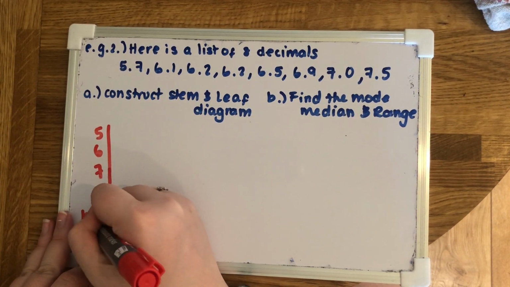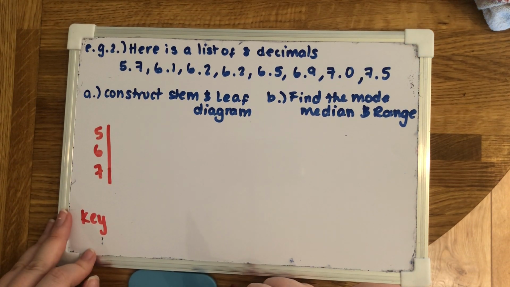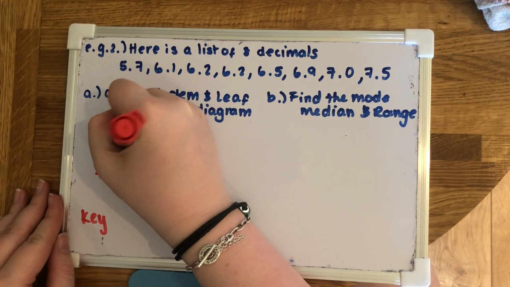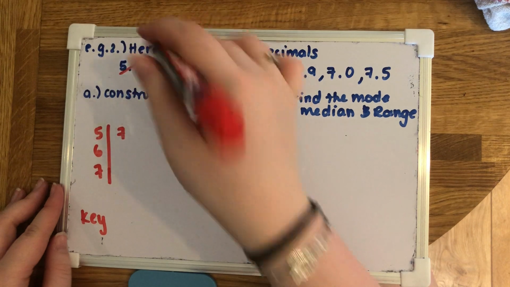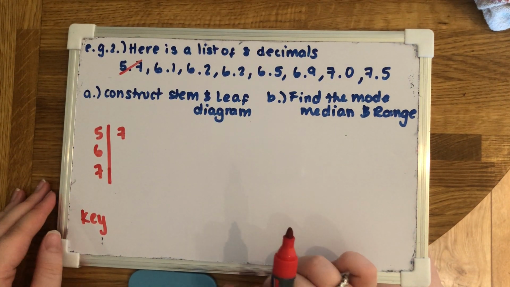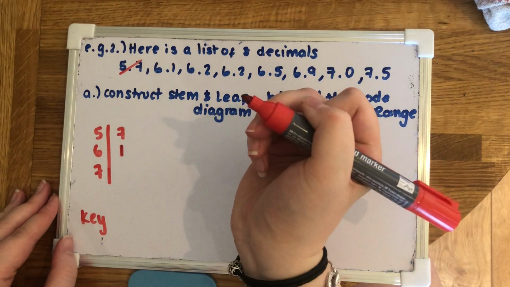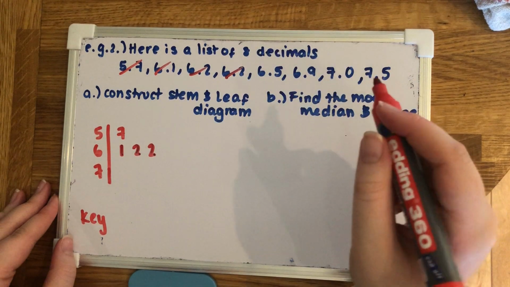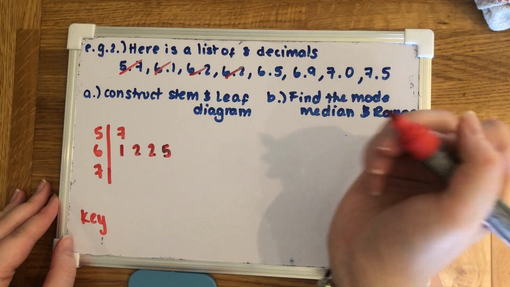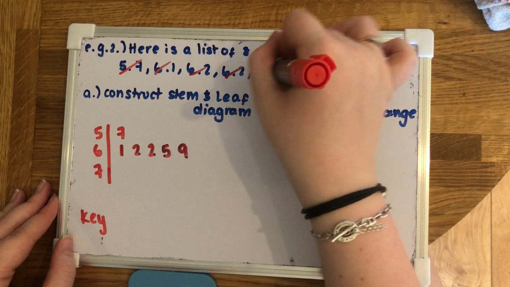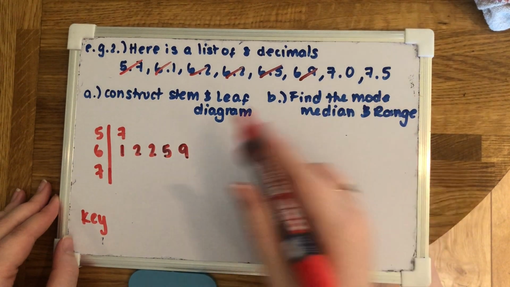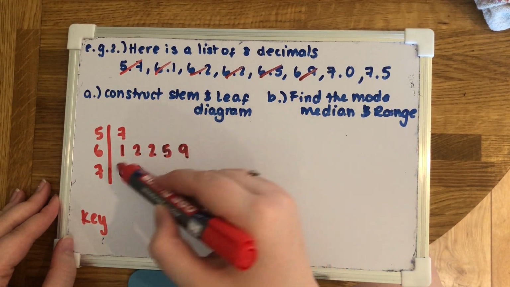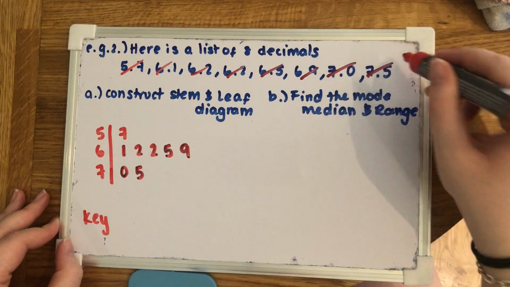Okay, and then when we do our key, we'll say that. So we've got 5.7, that's the only one with a 5 at the front. So we're just going to write 7 there. Okay, the next one, so we've got a lot of 6 point something. So we've got 6.1, we've got 2 6.2s, we've got 6.5, and we've got a 6.9. Okay, and then the 7 points, we've got 7.0 and a 7.5. So we've got 1, 2, 3, 4, 5, 6, 7, 8. Good, so we've done all 8 decimals.